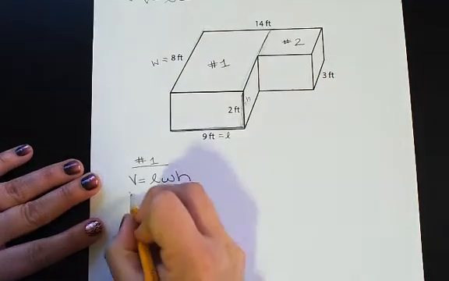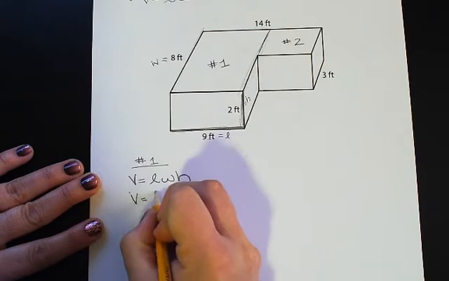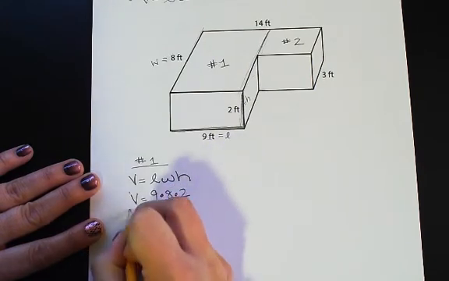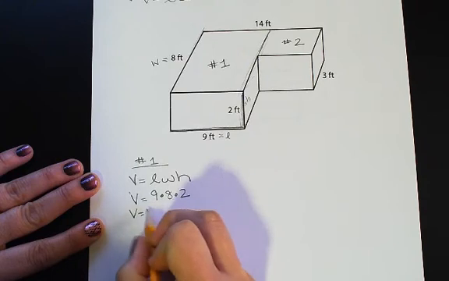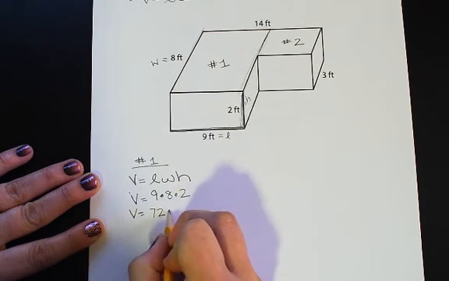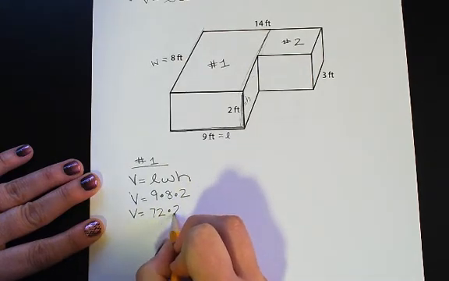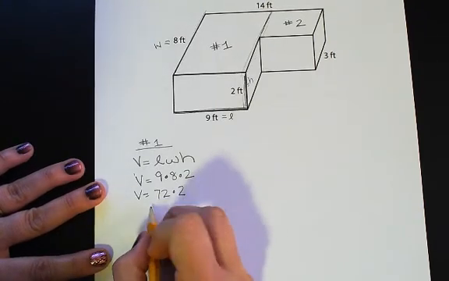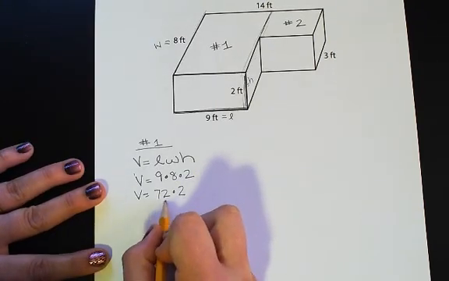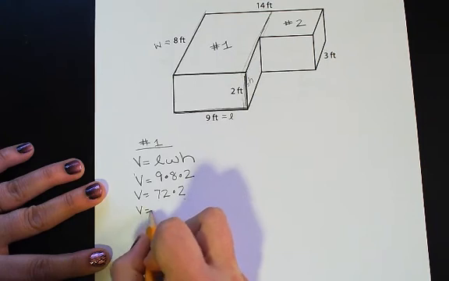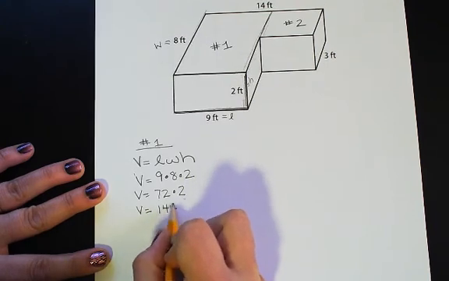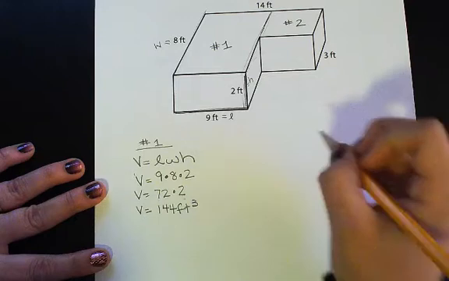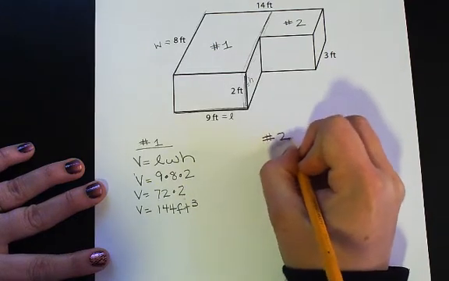So now that I have my length, my width, and my height, I'm going to plug in my numbers. And I get, this is a 9 by 8 by 2. So 9 multiplied by 8 gives me 72. 72 times 2. If I know 70 times 2 is 140, I could then break it down to 2 times 2 is 4. So then I can do that in my head, it's 144 feet cubed. So that's the volume of shape number 1.